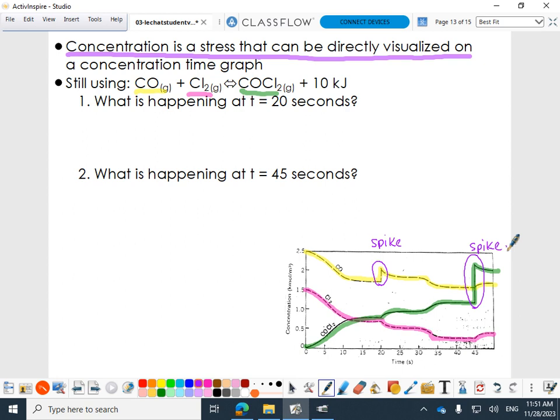So the spikes correspond with the concentration. Because the y-axis is always going to be concentration, then the spike will always indicate a concentration stress. Okay?